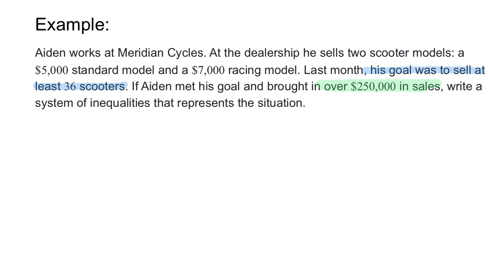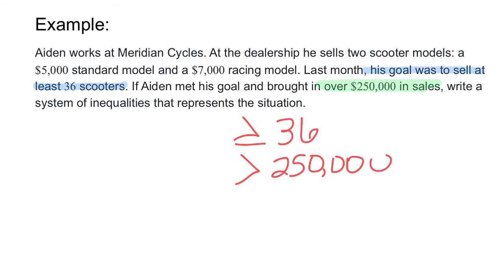So I've picked out those 2 things that were totals in this problem. And so our totals were at least 36 scooters. At least, remember, means that much or more, which means what he sold had to be greater than or equal to 36. And then he met his goal and brought in over $250,000. That means what he brought in was greater than 250,000. So when I go to set up this system, I need to look for words that tell me what symbols to use and what will go right beyond that. So I've got this. Now let's talk about what this means.